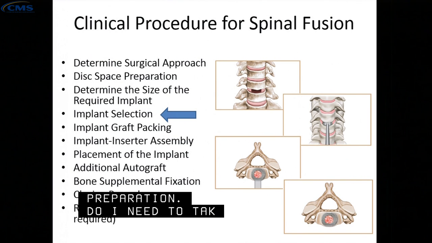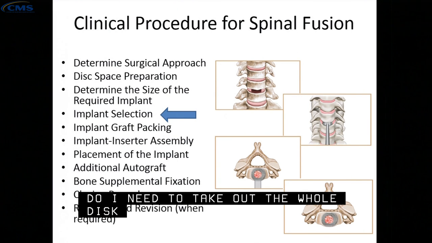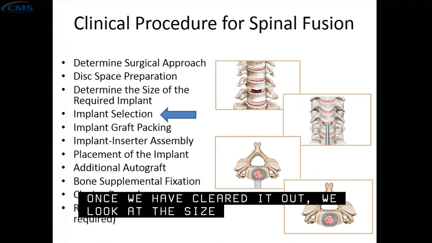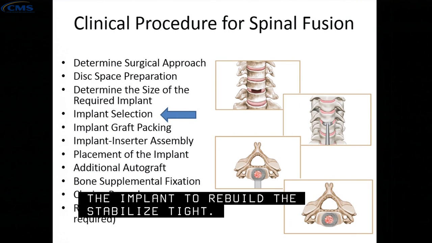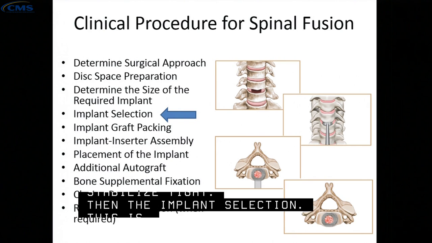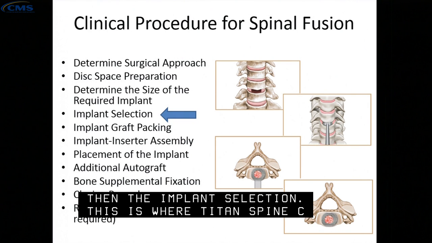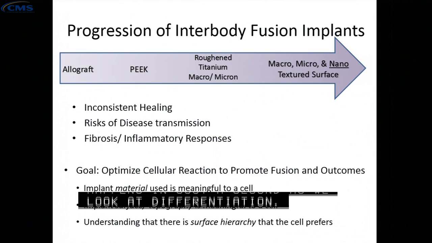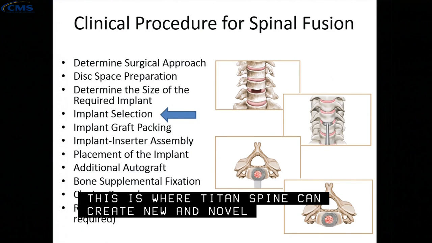Once we have cleared out the disc, we're going to look at the size required for the implant to rebuild that stabilized height, and then the implant selection. And this is where Titan Spine has the opportunity to create new and novel impacts in the industry, primarily by providing an implant that has a meaningful osteogenic set. We look at differentiation. The rest of you can read and see the pictures. Implants. We'll talk about how that happens.